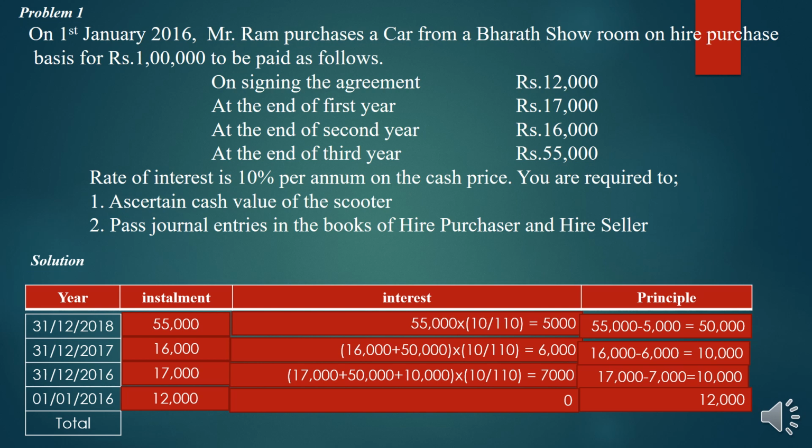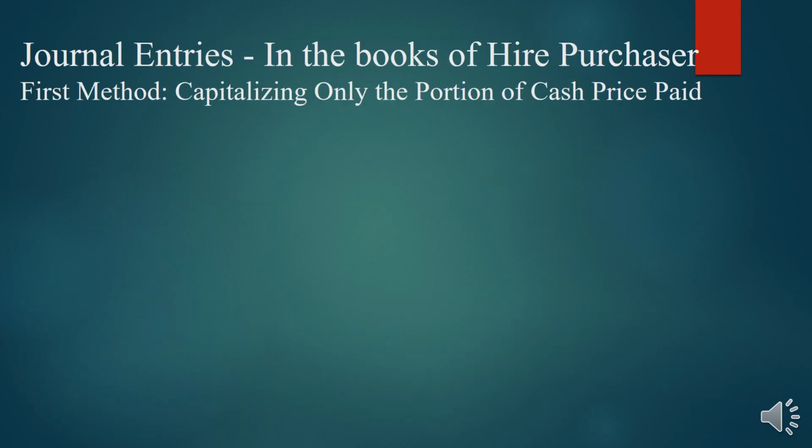Now let us find out the total. The total interest comes to 18,000: 5,000 plus 6,000 plus 7,000 is equal to 18,000. When you add the principal column, you get 82,000. When we add this 82,000 and 18,000, we get the total installment amount, 1 lakh, that is the hire purchase price. From that, if you deduct the interest amount of 18,000, you get the principal amount, which is also called the cash price.